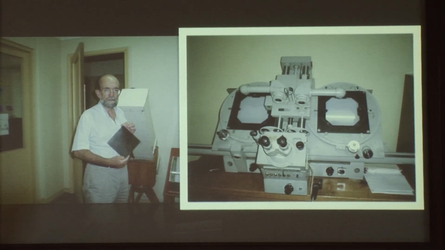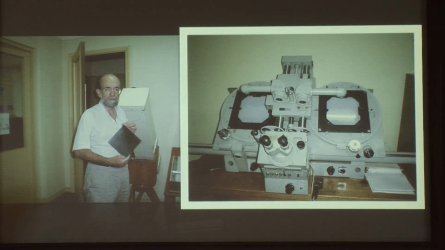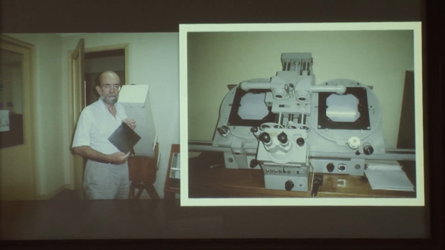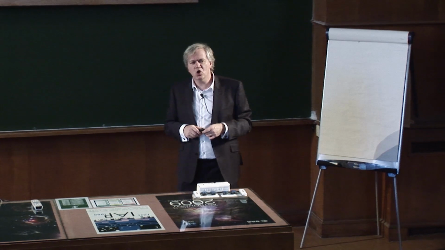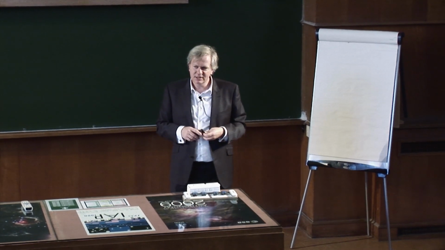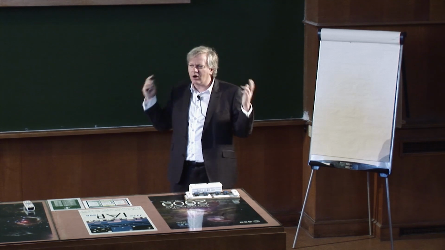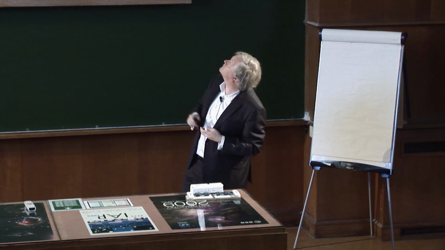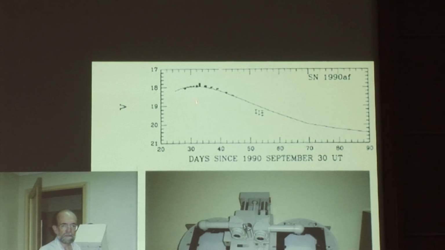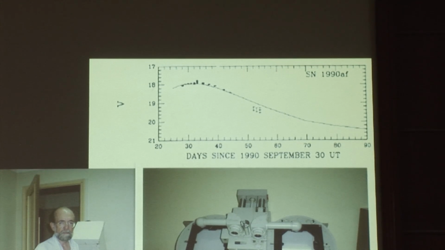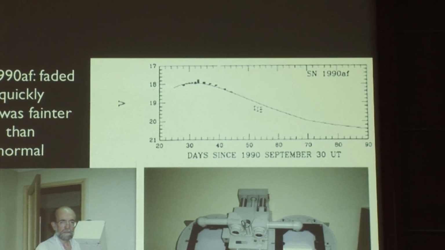I had visited Mario Hamuy, Nick Suntzeff, Mark Phillips and Jose in 1991 as part of my thesis. I had met Mario here in France as part of a Les Houches school in 1990, and he had told me he was starting this program, and I said, okay, it sounds good. So I visited him in 1991, and Mario was very depressed. He said, type 1a supernovae, they're not all the same. And he showed me this light curve, supernova 1990af, and showed me that this object fell a bit quicker than the average, and this object was fainter.